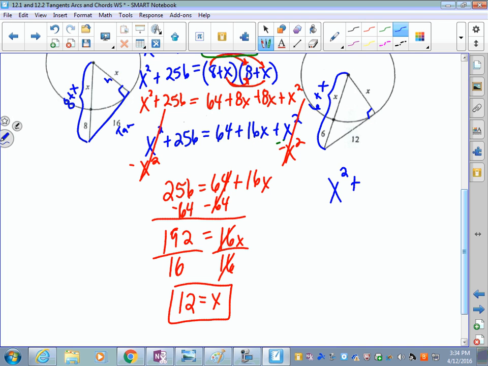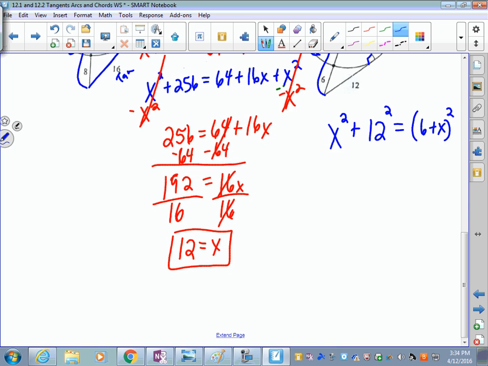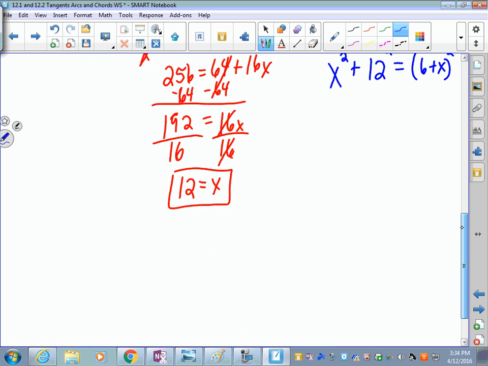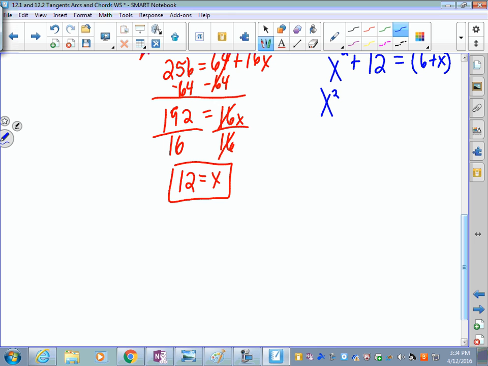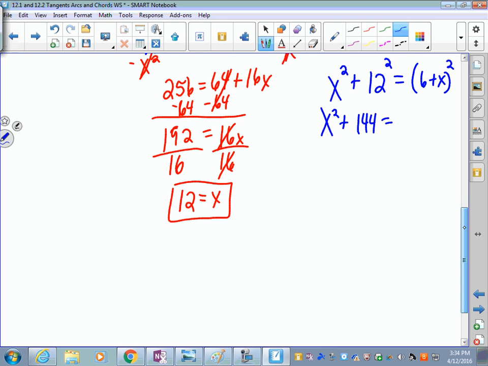What's our b squared? Yep, 12 squared. What's our c squared? Yeah, 6 plus x squared. All right, let's go ahead and simplify. I'm going to scroll this up. All right, so x squared. 12 squared is 144. All right, let's see if we can do the trick.